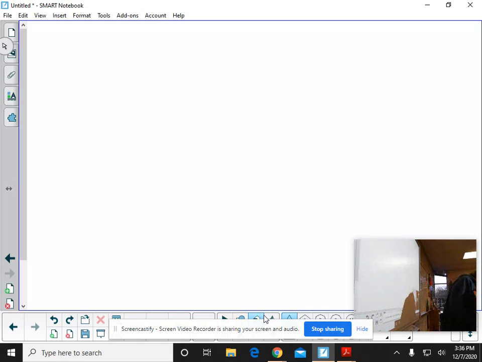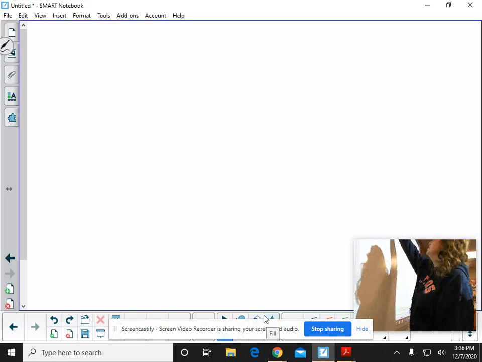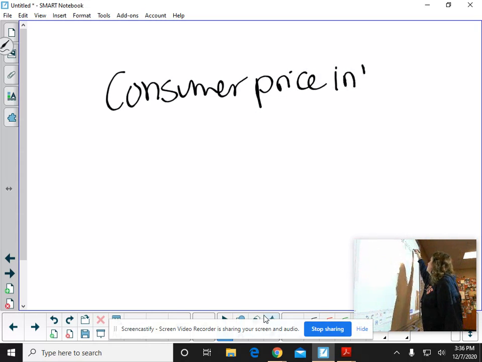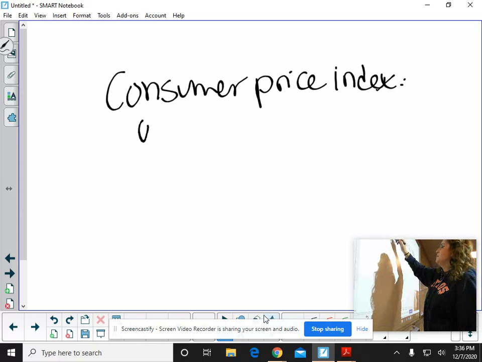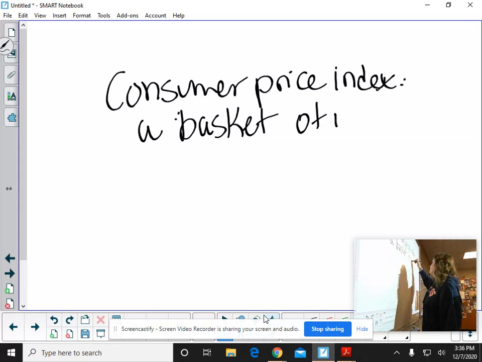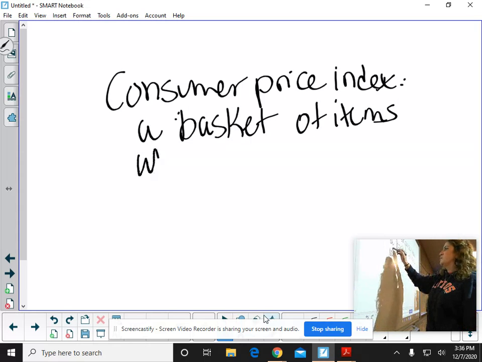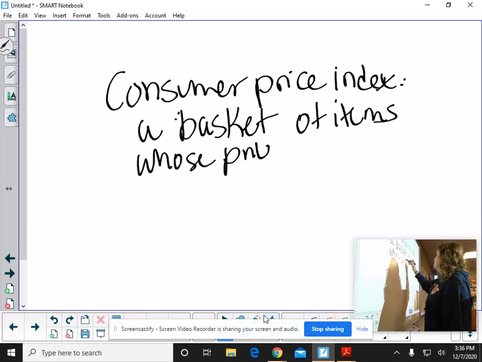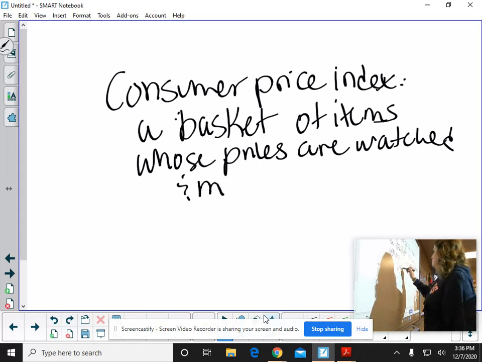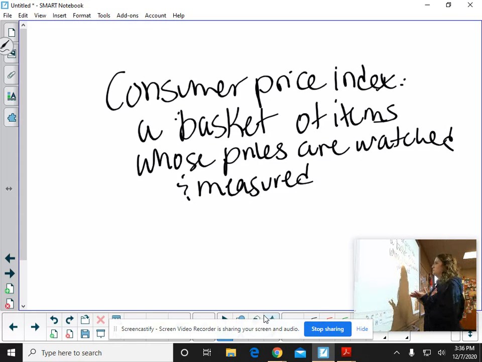I do want to make sure inflation, ooh, CPI. I totally forgot about the Consumer Price Index. The Consumer Price Index is a basket. It's technically a list, not a physical basket. A basket of items whose prices are watched and measured by the government to measure inflation.